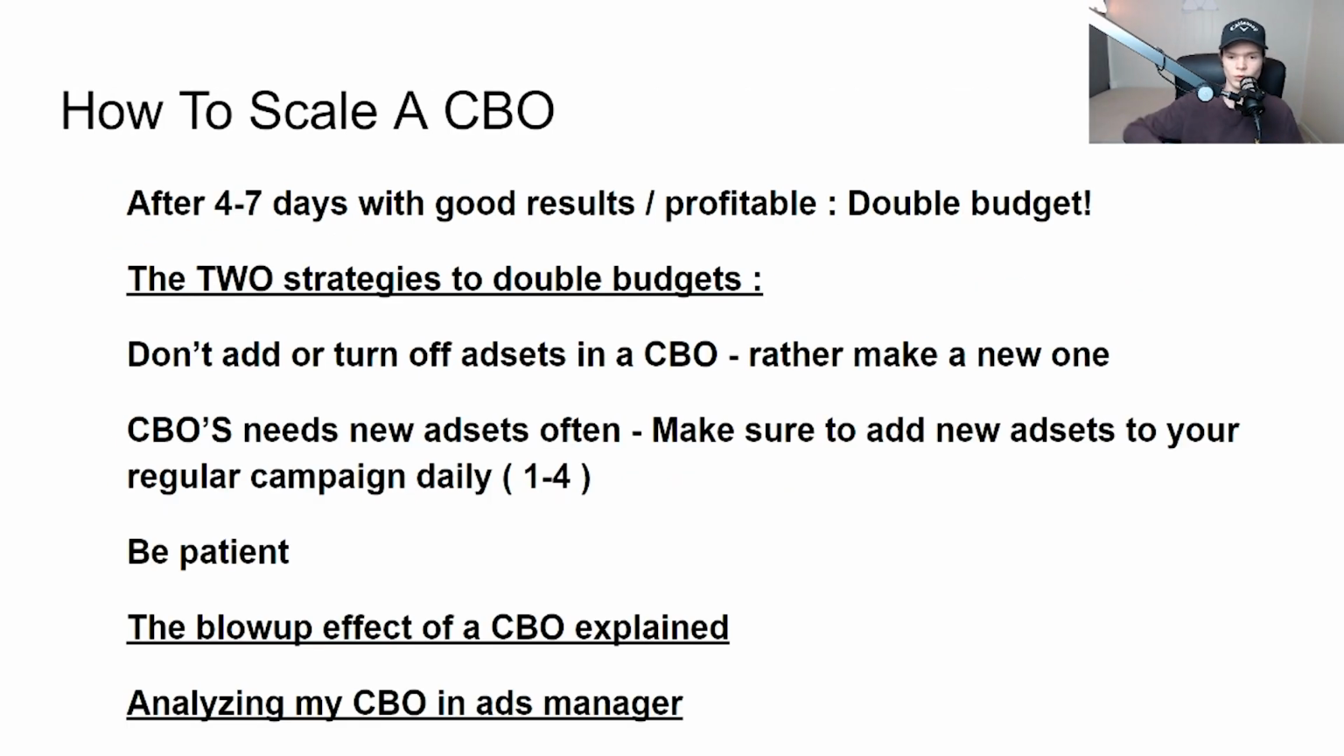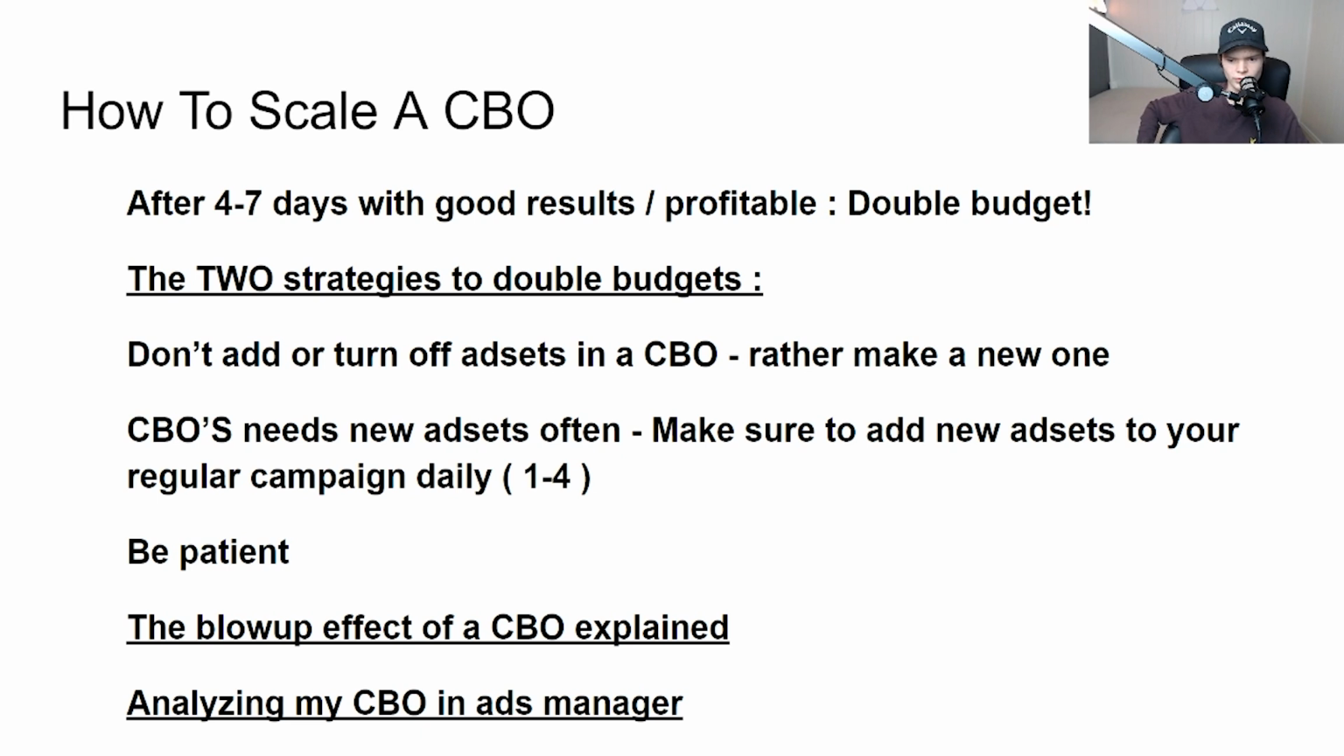After 4 to 7 days with good results, or when a CBO is just being profitable, I used to just double the budget. You can either edit it or duplicate. I usually do both, but usually I will duplicate first, because I'm not taking that risk. First of all, don't be scared of doubling your budget if something is working. It should be pretty safe, and it's a risk you got to take.